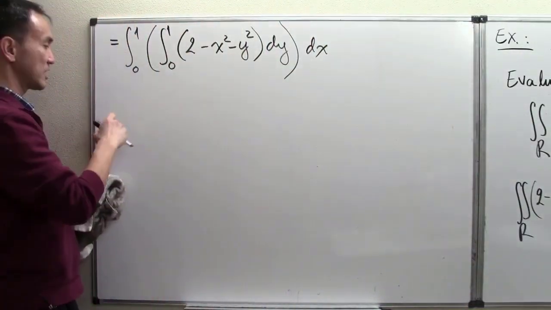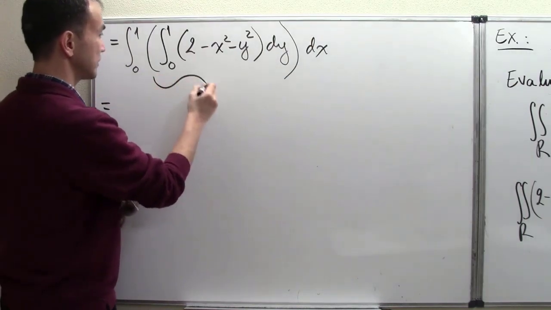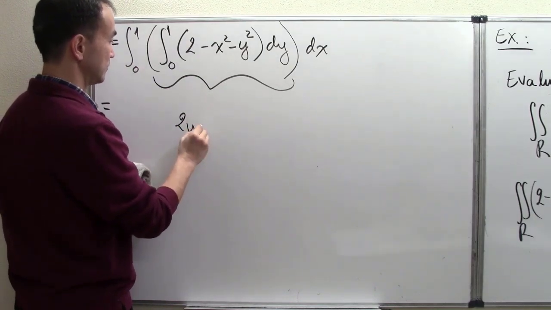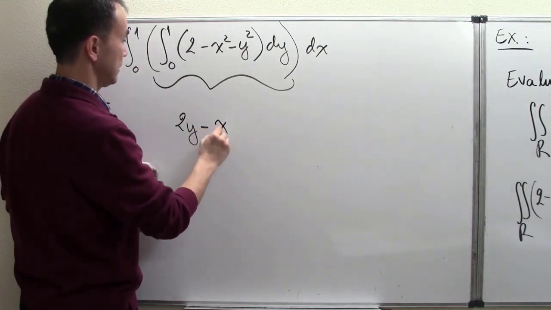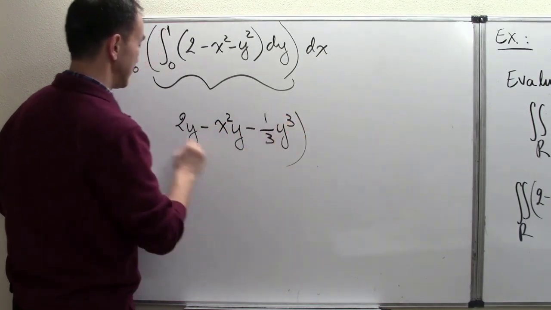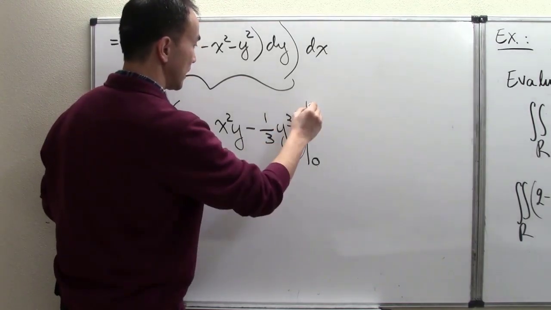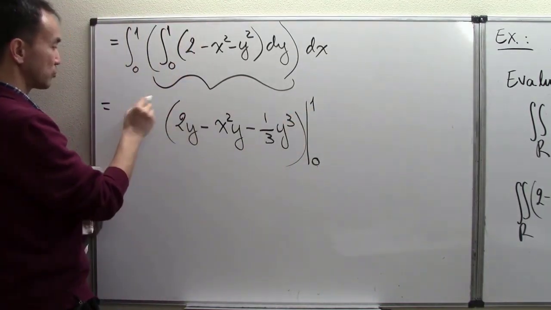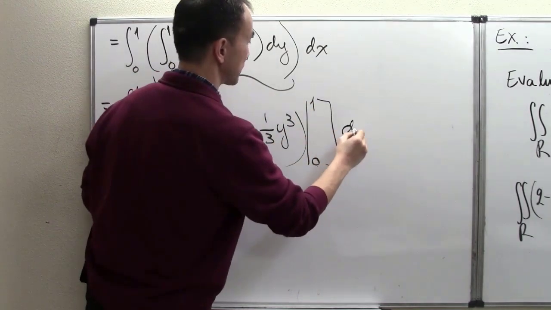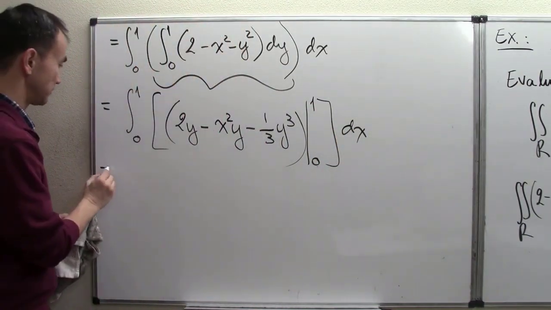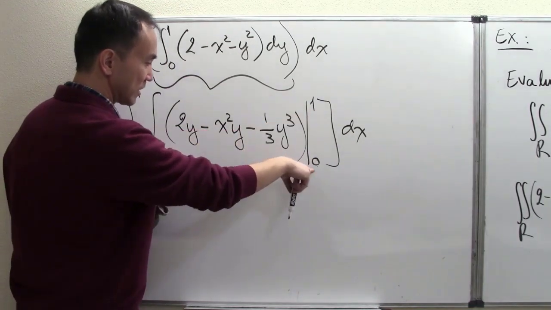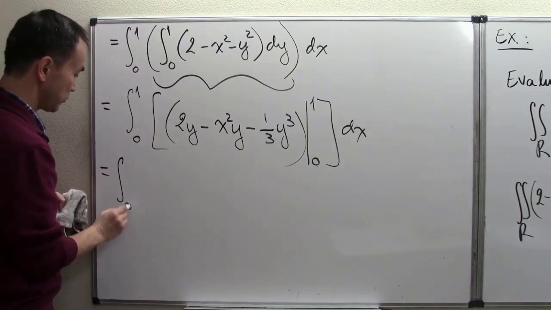And so, at our current step, proceeding into it, this inside integral gives me 2y minus x squared y minus 1/3 y cubed. And then I'm going to evaluate that with respect to y from 0 to 1. And then whatever that outcome will be, I'm going to integrate again from 0 to 1 with respect to x. And so using the fundamental theorem of calculus, substituting 1 for every y value and substituting 0 for every y value, we're producing the following integral.